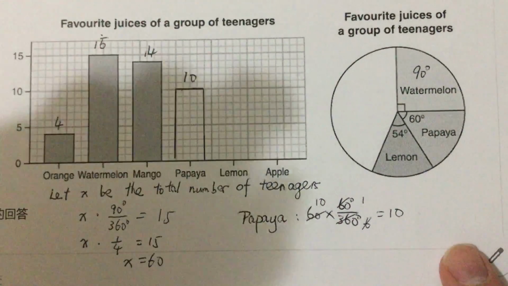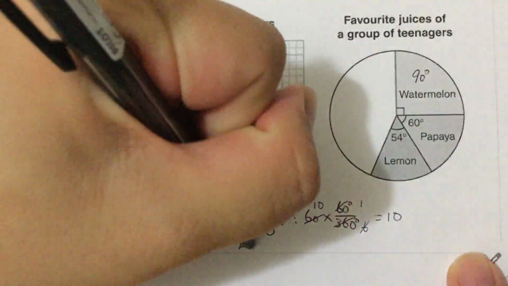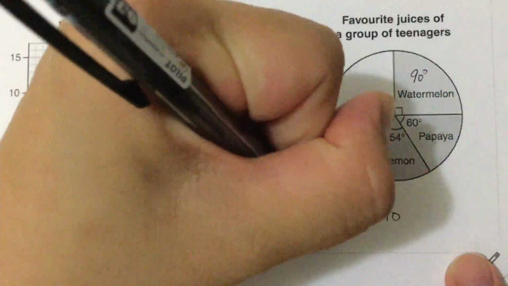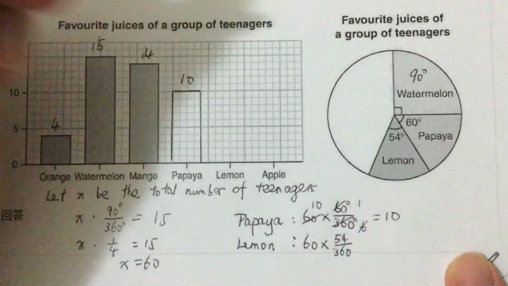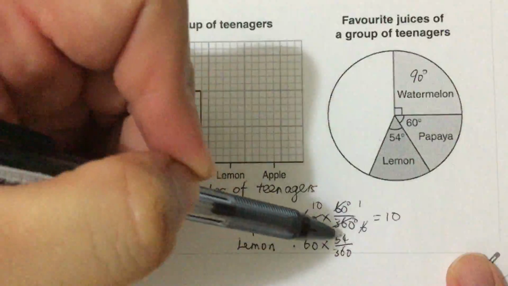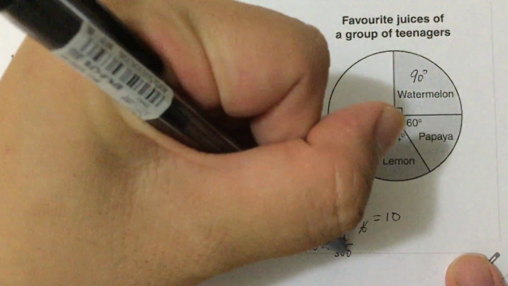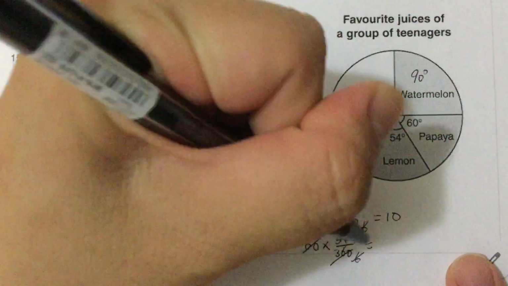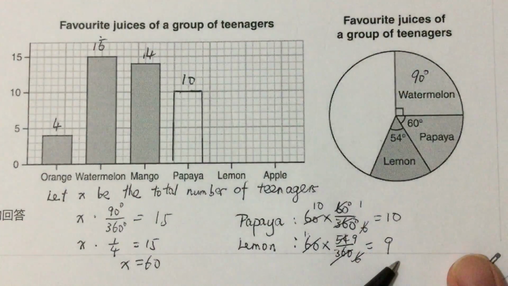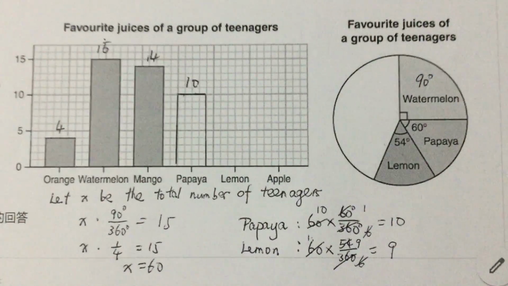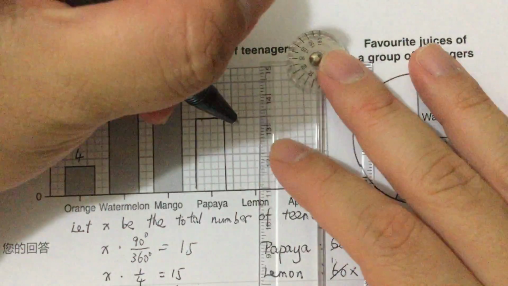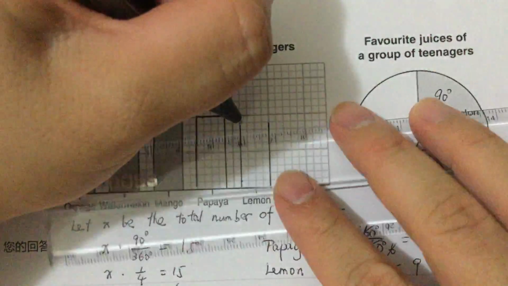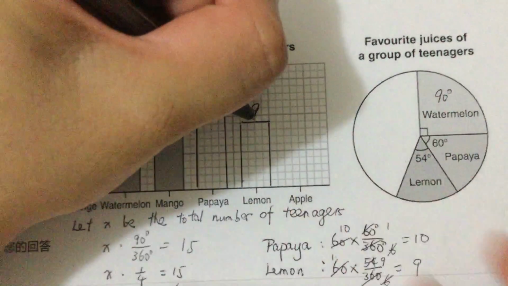Okay, now what about the lemon? Let's look at the lemon. So you also have 60 times 54 over 360. Because you know that this is 54 degrees, so you use 54 over 360 degrees. You once again divide by 6 and 1. So 6 and 54, obviously this is 9. So for lemon juice, you have 9 students who love it. So why don't we also draw 9 here on the picture? So you got 9 here.